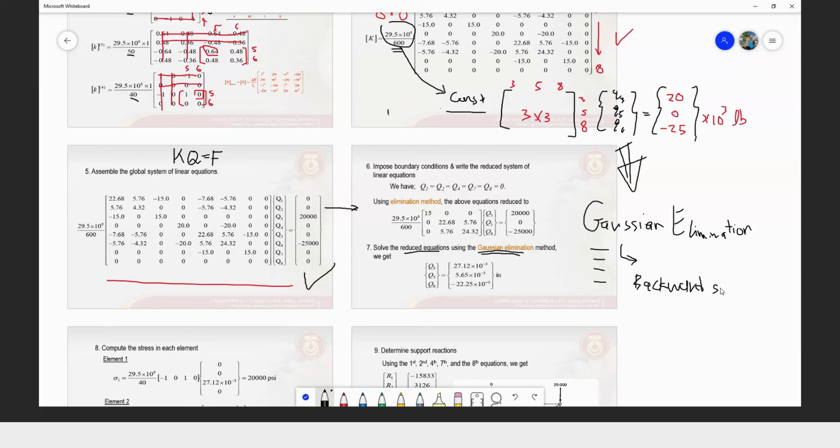So actually that matrix is made from this system of linear equations generated from the plane trusses problem.